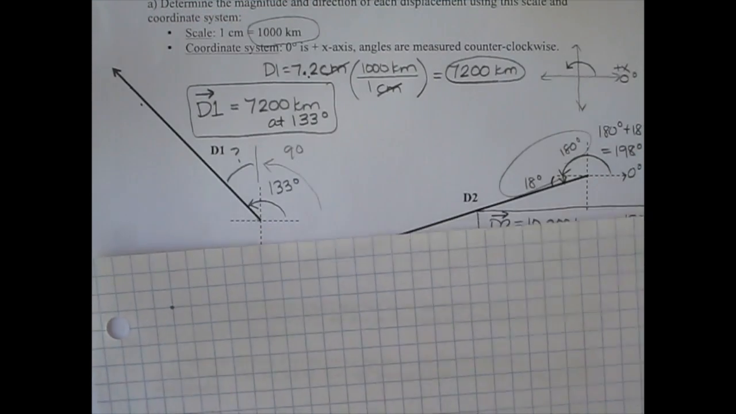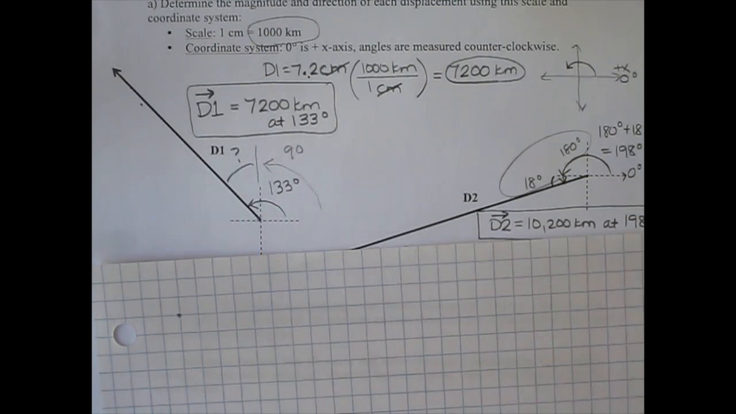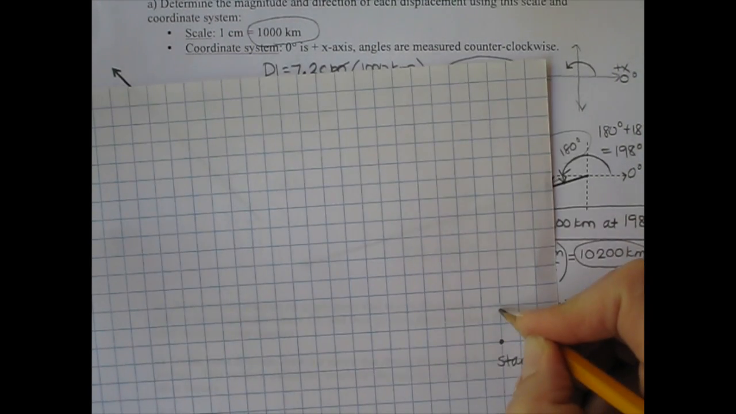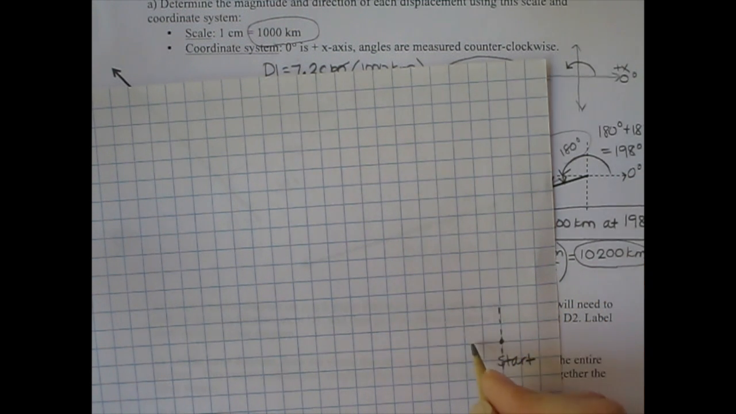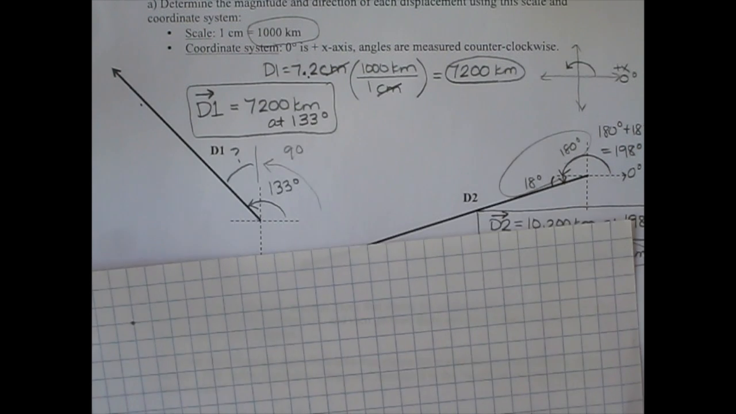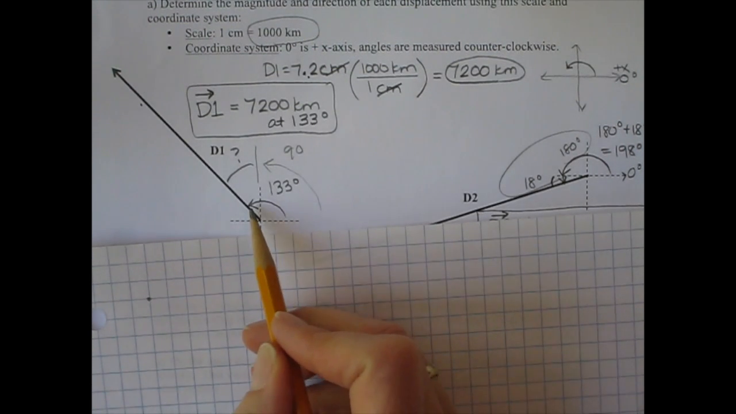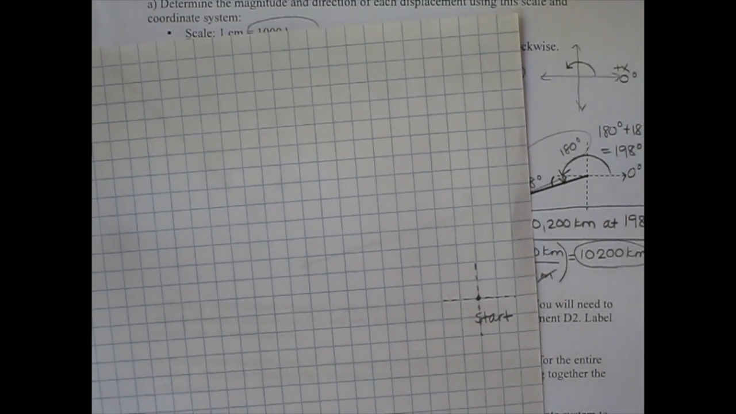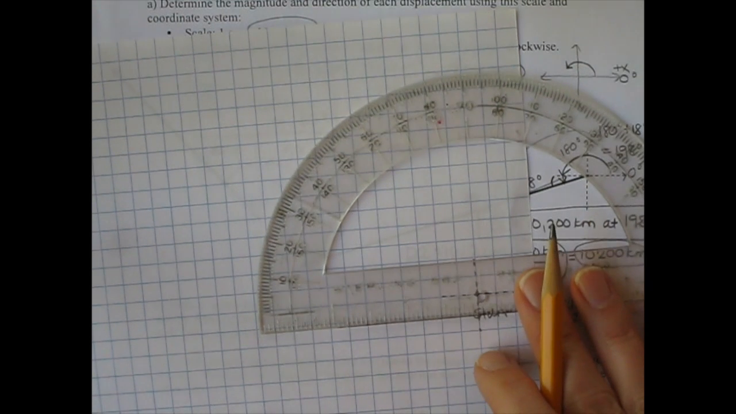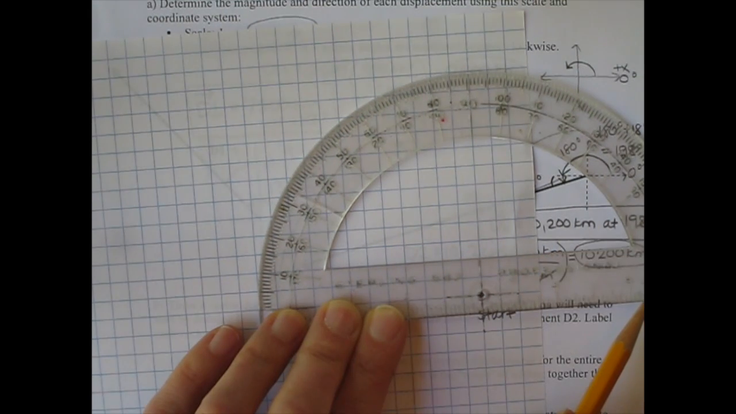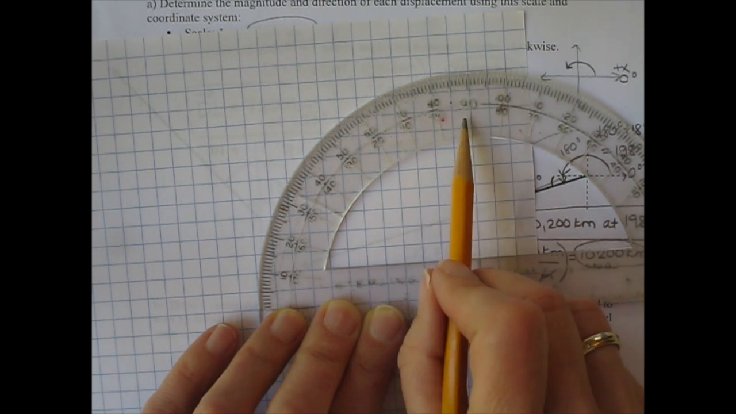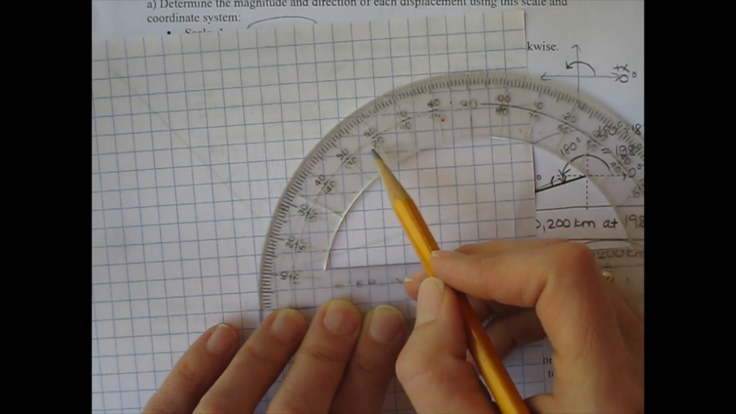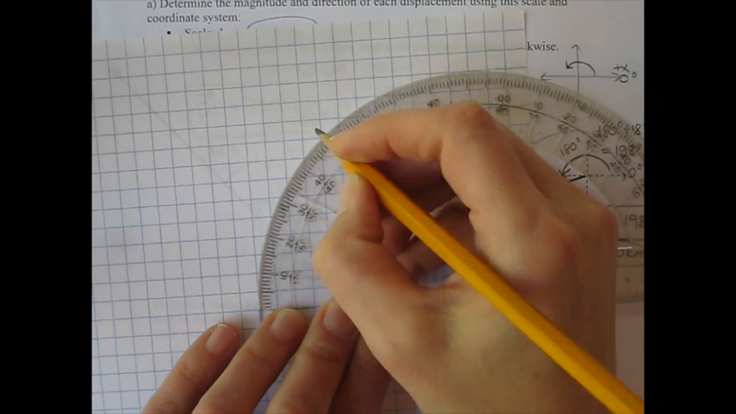And because you're going to be drawing this vector, you need a coordinate system. Anytime you draw any vector, you need a little coordinate system to measure your angle from. So I'm going to first figure out the direction. It's 133 degrees. So starting from here, I'm going to put my protractor on my coordinate system and measure 133 degrees from over here. So 10, 20, 30, 40, 50, 60, 70, 80, 90, 100, 110, 120, 130, 133 is right here.